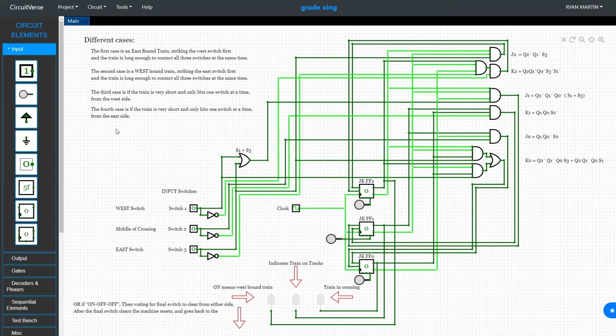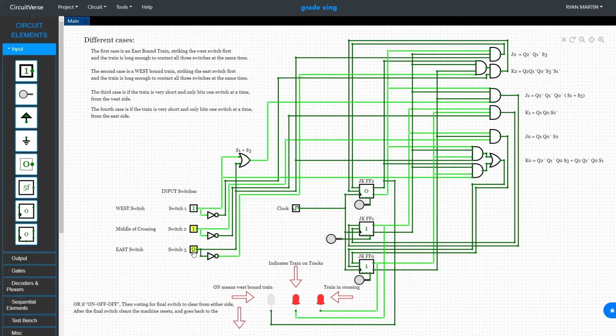So going for the first case, we have an eastbound train. It strikes the west switch first, so that's struck first. Now we have an indication that there's a train on the tracks. The train hits the next switch, the middle of the crossing. This LED goes high. That means that there is a train in the middle of the crossing.